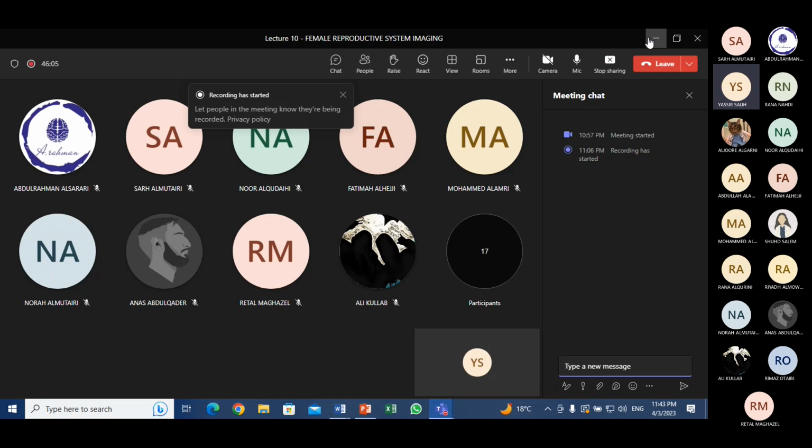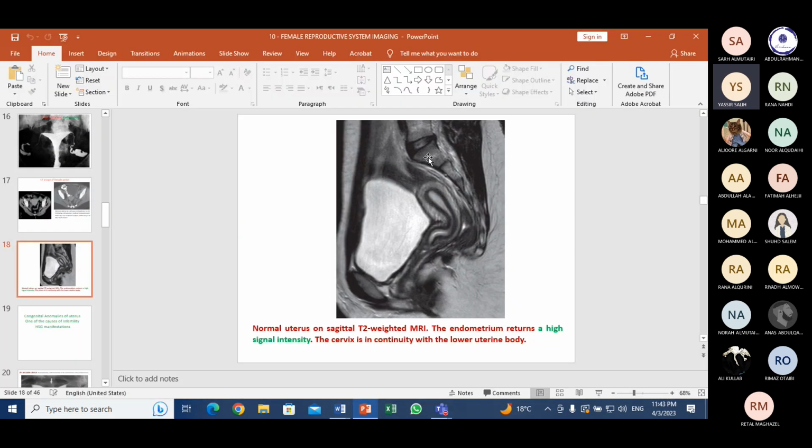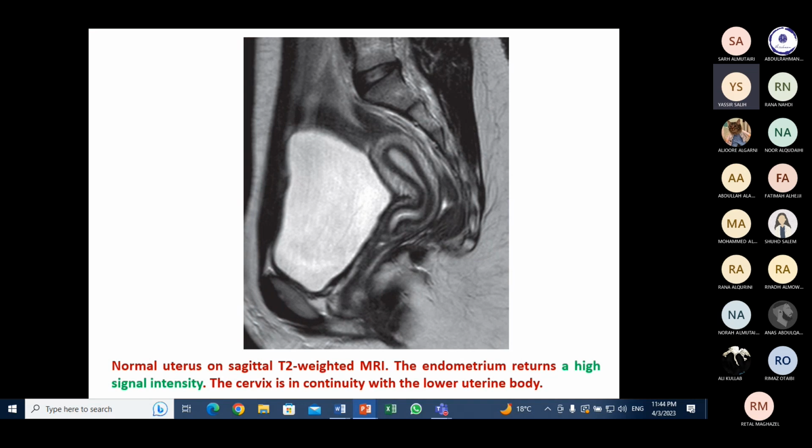What's your name? Sorry. Abdulrahman. This is the spine, this is the lumbar spine, and this is the sacrum, and this is the coccyx. And what is this? Uterus. Yes, this is the uterus. And what is this? Urinary bladder. What is this part of the uterus? Maybe endometrium. Yes, this is endometrium.